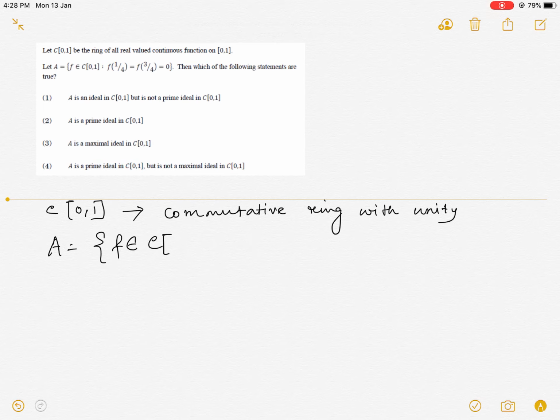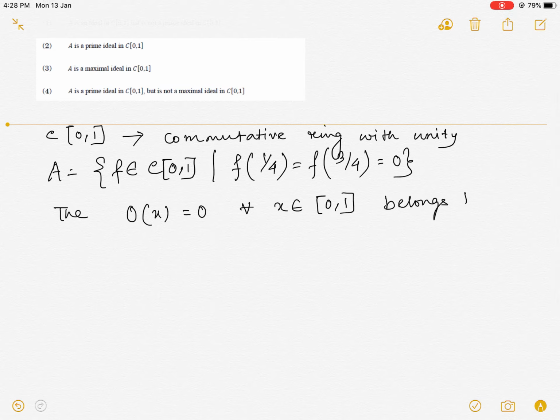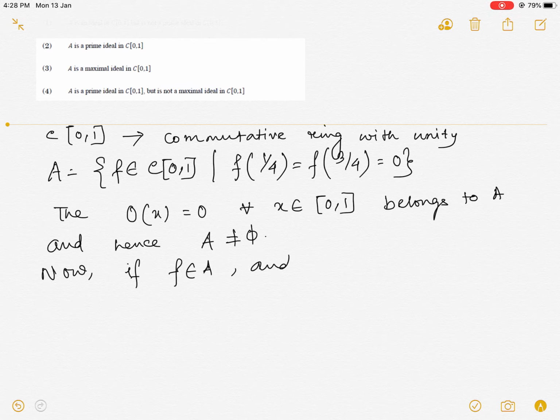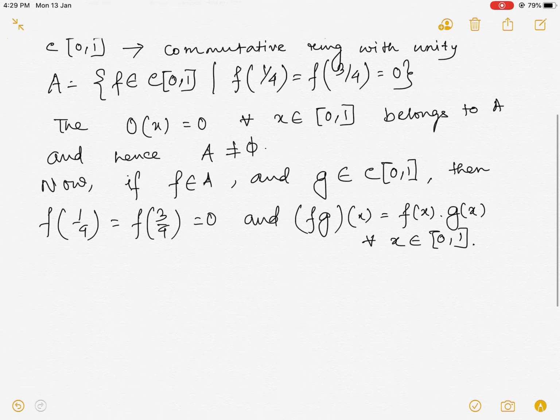A is the set of all continuous functions on closed interval 0, 1 such that f vanishes at the points 1/4 and 3/4 simultaneously. Now, the 0 function clearly belongs to A and hence A is non-empty. Now, if f belongs to A and g is any function from C01, then f of 1/4 is equal to f of 3/4 is equal to 0, and fg of x is defined as f(x) into g(x) for all x in closed interval 0, 1.